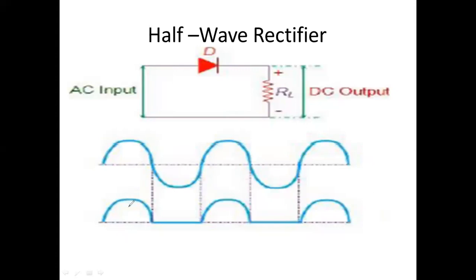Less output, we are going to call that one. And the output is also not pure DC, it is a pulsating DC. So zero, increasing, decreasing, increasing, decreasing, like a pulse. So pulsating DC we are going to call that one here now.